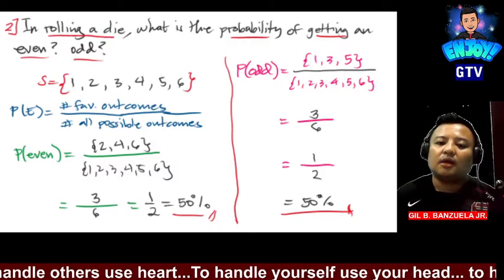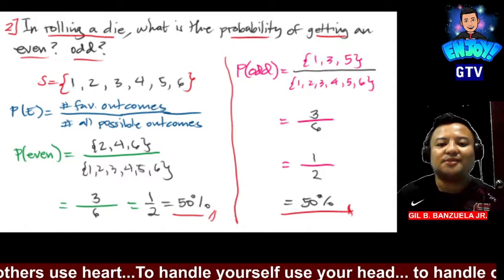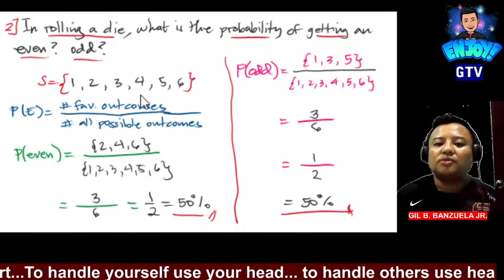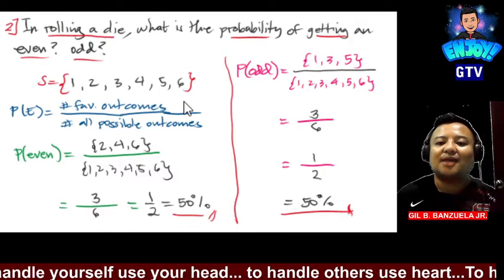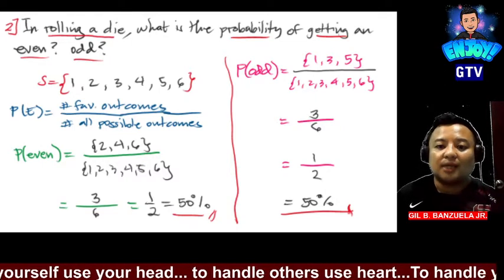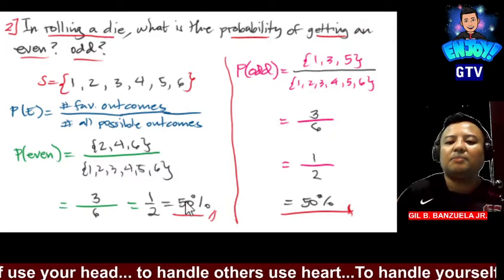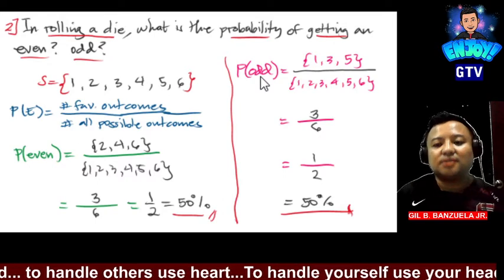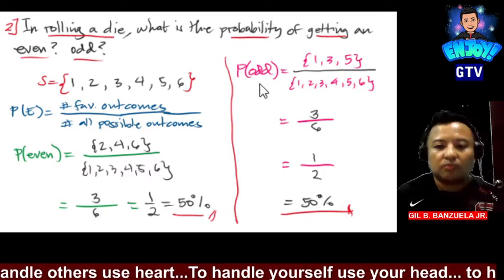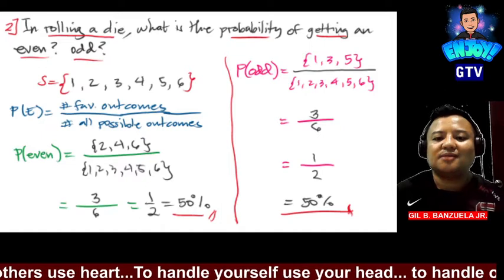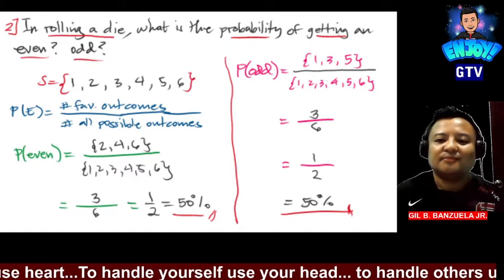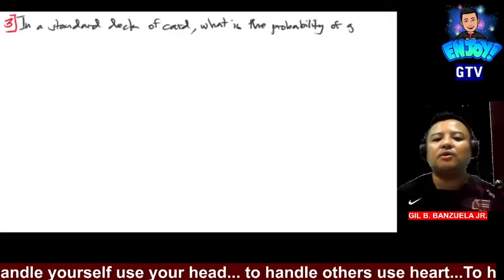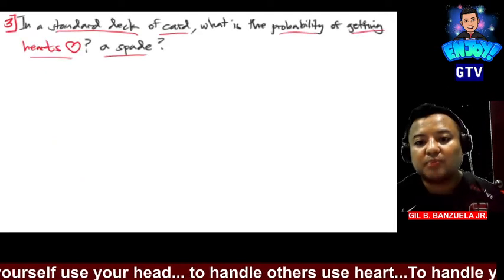Because there are some die which are not 6-sided. No? That's why I reiterated that what we use in this experiment is a 6-sided regular die. Okay? Alright, so there are 50% chances to get an even as well as 50% chances to get an odd number when we roll a regular 6-sided die. Alright? And that is our exercise or problem number 2. So let's proceed to the third exercise or experiment.